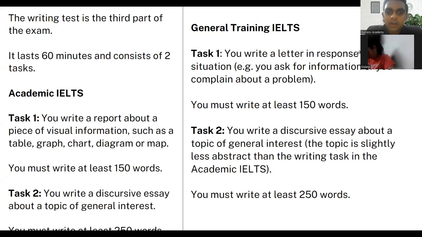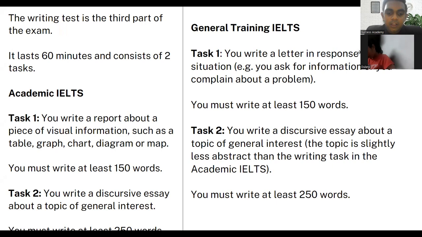Spelling errors, marks will be deducted, right? So if I were to discuss the marking criteria for writing, there are four parts which they check. First one is called task response, right? Task response means, are you able to write a structurally correct answer, and are you able to identify the requirement of the question and answer accordingly? That is, answering the question, task response, right? So if you write anything out of the question, if you write things that are not related to the question, marks will be deducted.